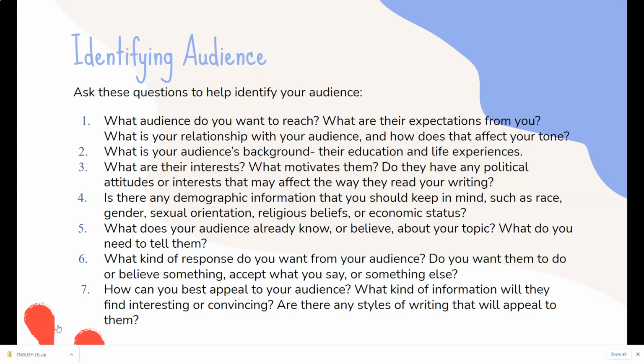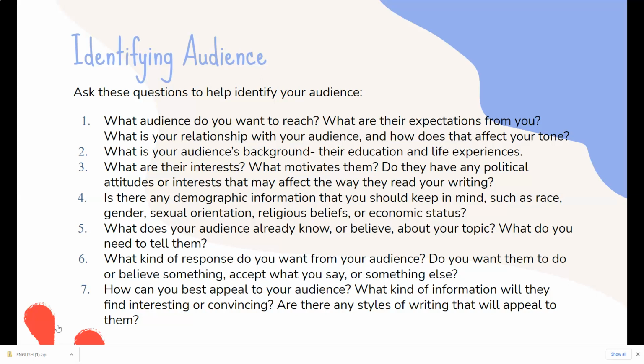Is there any demographic information that you should keep in mind, such as race, gender, sexual orientation, religious beliefs, or economic status? What does your audience already know or believe about your topic? What do you need to tell them? What kinds of response do you want from your audience? Do you want them to believe something, to accept what you say, or something else?